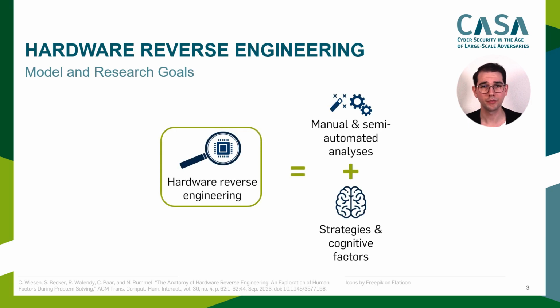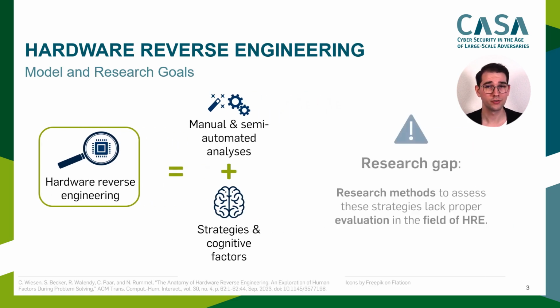In previous work, we've established a model of this technique. On the one side, you find the technical part, where the reverse engineer runs a combination of both manual and semi-automated analyses. And then on the other side, you find the cognitive processes of the reverse engineer and their strategies, which steer the analysis. While there exists research on the former, reverse engineer strategies and crucial cognitive factors remain poorly understood, even to date.